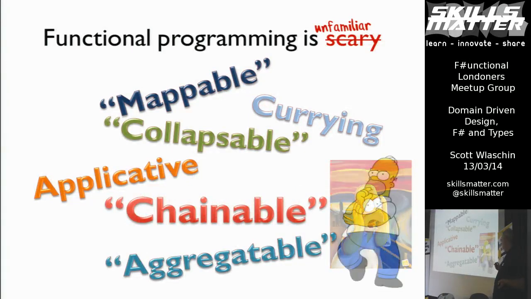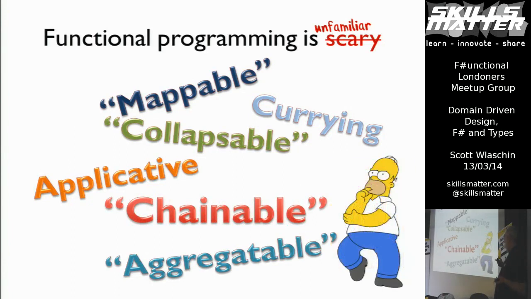Now, you still might not want to understand what they are. Like Homer here, it's like, I don't know what a mappable means. I don't know what a chainable means, but it doesn't sound as scary as a monad somehow. So if you're talking to people, this is maybe one thing, just call them different names and they're not quite so scary.